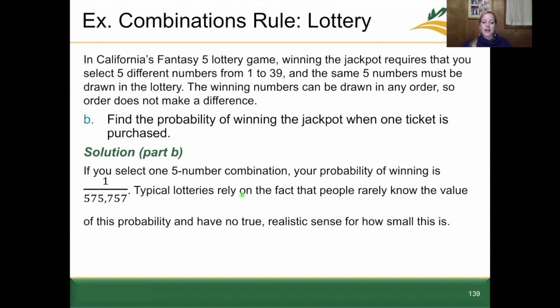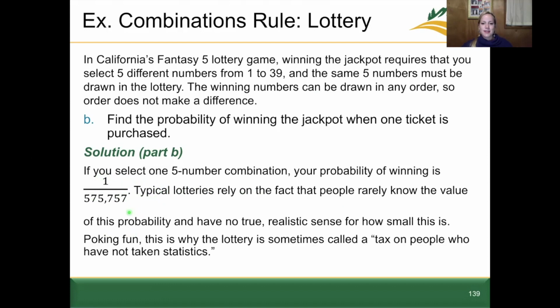Typical lotteries rely on the fact that people don't know how small this probability is, that we just calculated. Your book was poking fun in this way. This is why the lottery is sometimes called a tax on people who have not taken statistics. I think the book worded it even more harshly than this, but now you're one who has taken statistics, and who knows, maybe you could win in 1 in this many chances. I am not encouraging you, though, to go bet in the lottery.